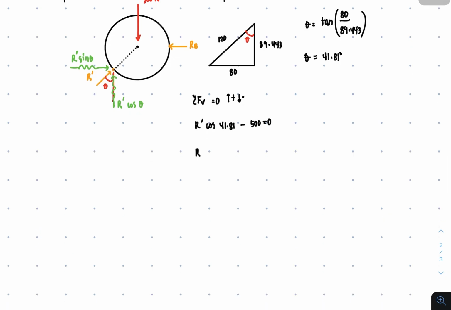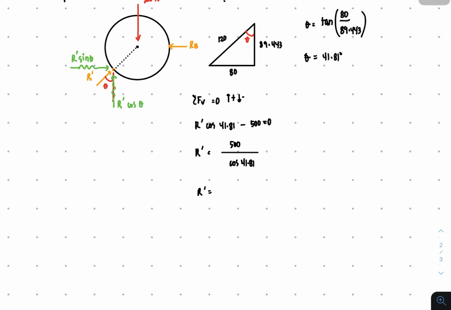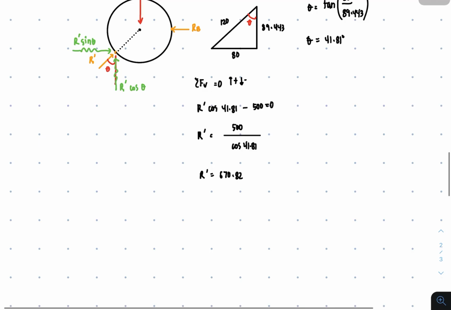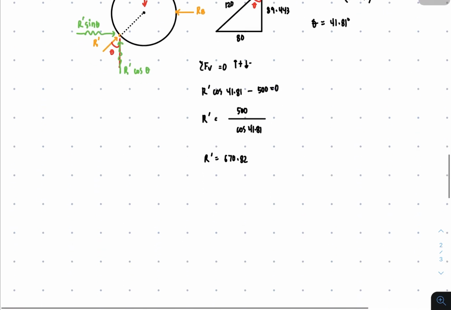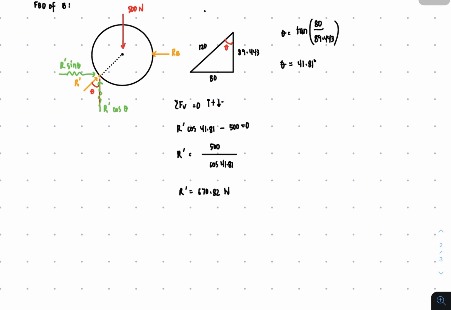So r prime is equal to 500 over cosine of 41.81. That's 670.82 newtons. So therefore, we can solve for RB by having summation of forces horizontal equal to 0.